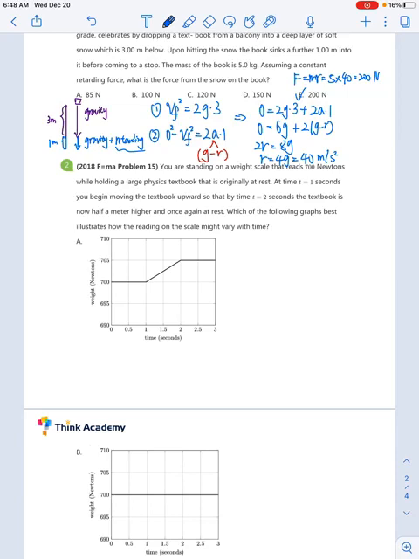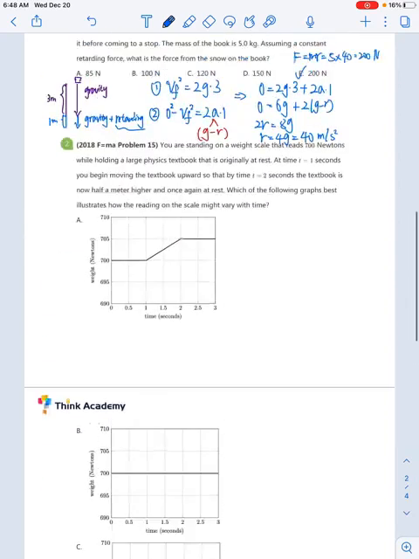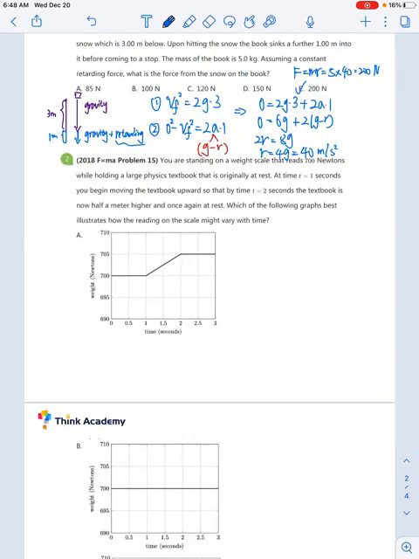So for this one here, you can actually do an experiment by yourself to see how the reading of the scale is going to change. And if you just do the experiment, I'm sure that you can already pick the correct answer. But we can also draw a force analysis to show how the process will be like. So first of all, we have you standing over here, and of course, you will hold a large physics textbook. So in this case, the reading of the weight scale is going to be the force exerted on the scale here, which will be 700 newtons.